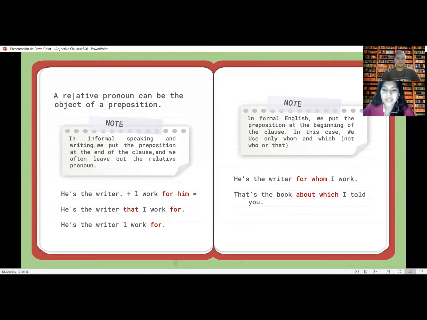Next, a relative pronoun can be the object of a preposition. In informal speaking, we avoid putting the preposition at the end of the clause, and I would also leave off the relative pronoun. For example, he is the writer plus I work for him. He is the writer that I work for. Or, he is the writer I work for. In formal English, we would put the preposition at the beginning of the clause. In this case, we use only whom and which. He is the writer for whom I work. That's a book about which I told you.